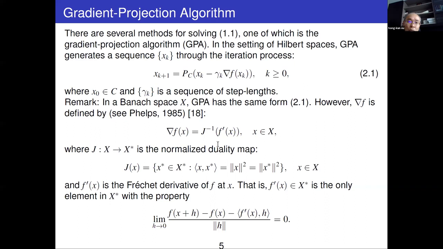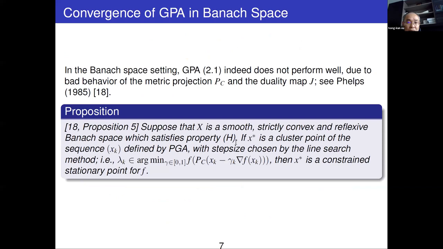Now this was first studied by Phelps. He proved this result. The proposition says that if X is a smooth, strictly convex, and reflexive Banach space, and also has the property that on the unit sphere, weak and strong topologies coincide, and if x star is a cluster point of the sequence x_k generated by PGA with step size chosen by the line search method, then x star is what he called a constrained stationary point. So you don't see much research in the case of Banach space. I should say that the PGA does not work well in the Banach space setting.